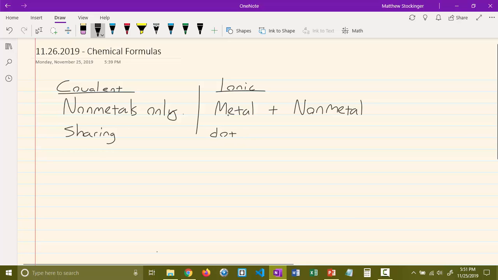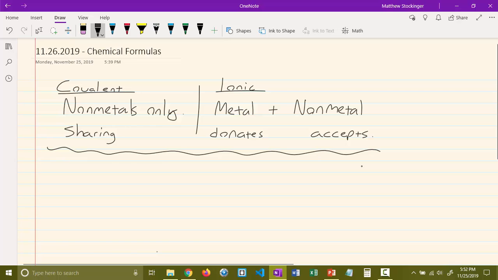The metal donates. Nonmetal accepts. Okay, so these two rules are really key to understanding what's about to happen here. So let's do a few examples.